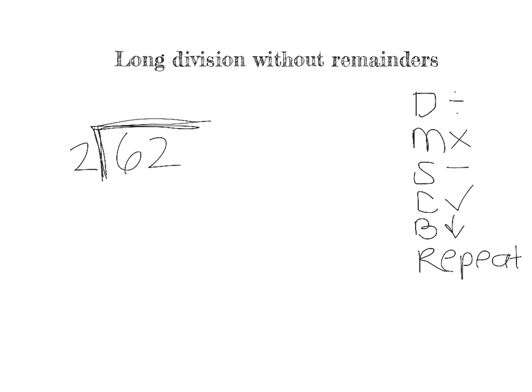Our first step is to divide. So we look at the first digit in our dividend, which is 6. And we divide it by our divisor. What's 6 divided by 2?